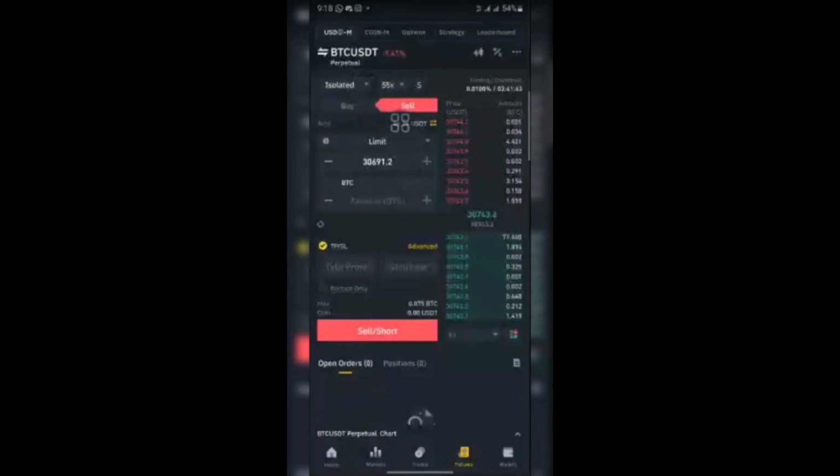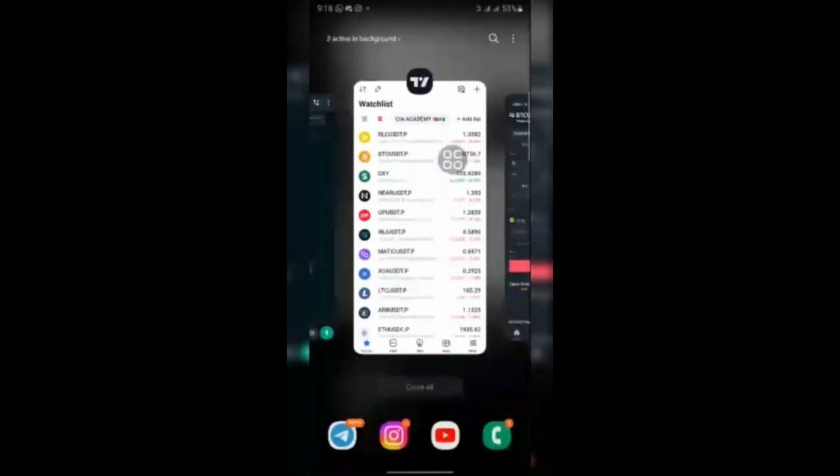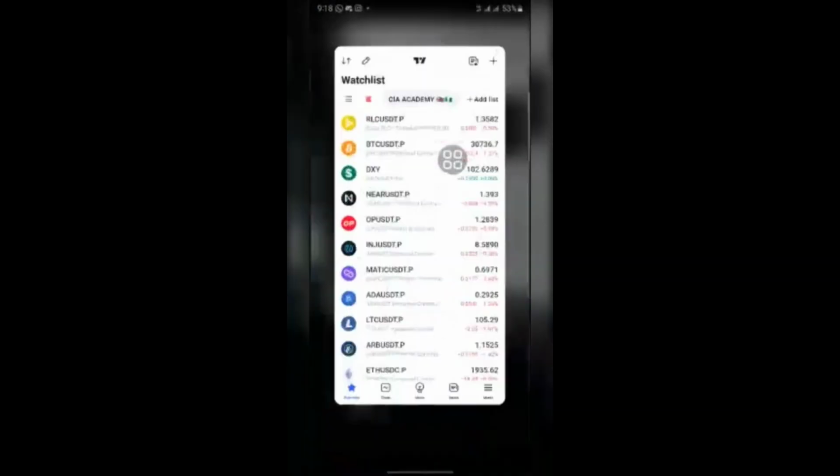Now this is minus 1.41. It shows that BTC today has done minus 1.41%. That's the meaning of this one. This place is showing us charts. If you don't want to go to TradingView to analyze the market, let me open a coin so that we can see how TradingView looks.